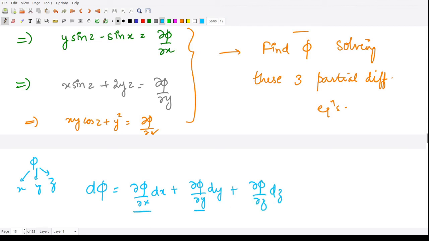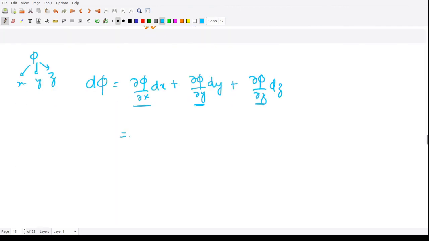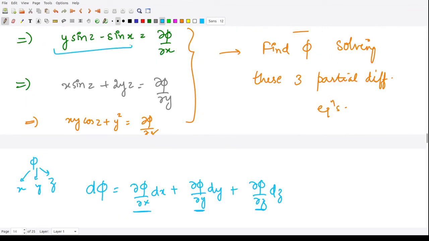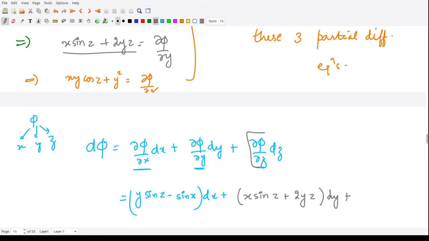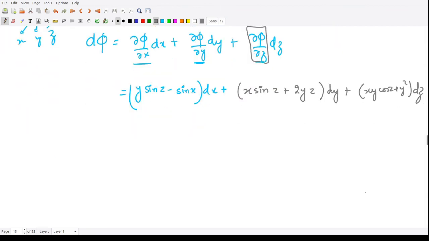Now you have the values of these quantities from these equations, so you can write it over here and try to make this a complete integral. So let me write down this value first. It would be equal to (y sin z minus sin x) dx, plus the value of this quantity, (x sin z plus 2yz) dy, plus this quantity, (xy cos z plus y square) dz. So now you are to make this into the complete integral.